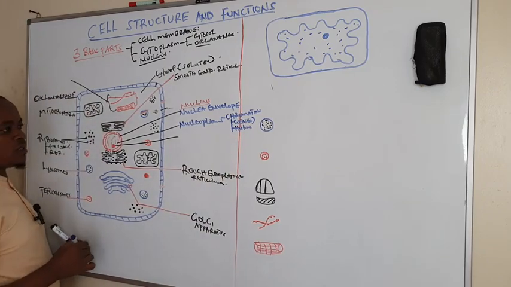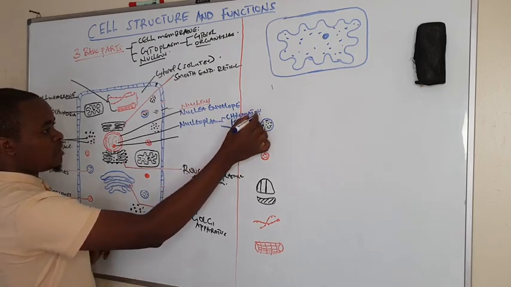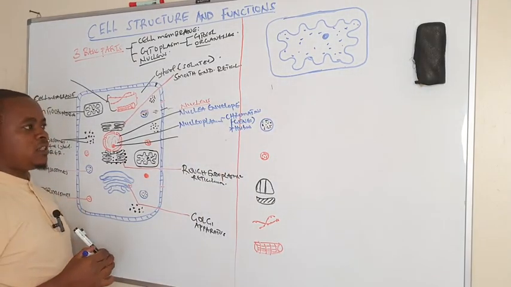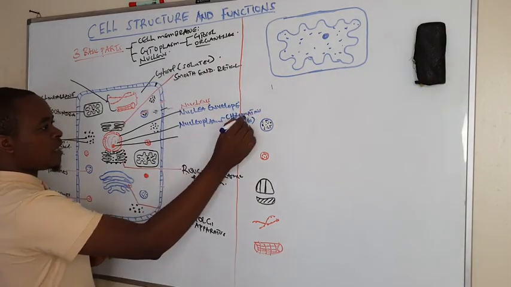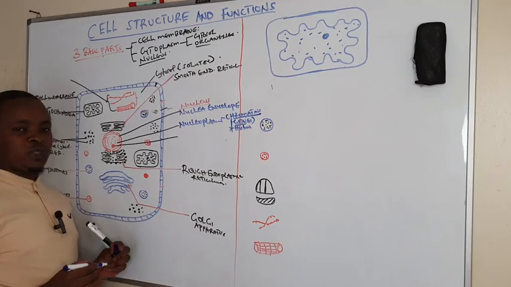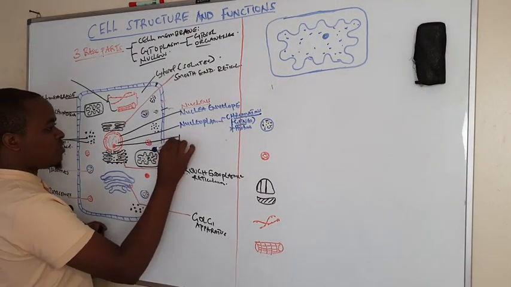Chromatin is divided into euchromatin and heterochromatin. And the chromatins are the ones that contain chromosomes, and the chromosomes have genes that are responsible for heredity. Then it has also the nucleolus.